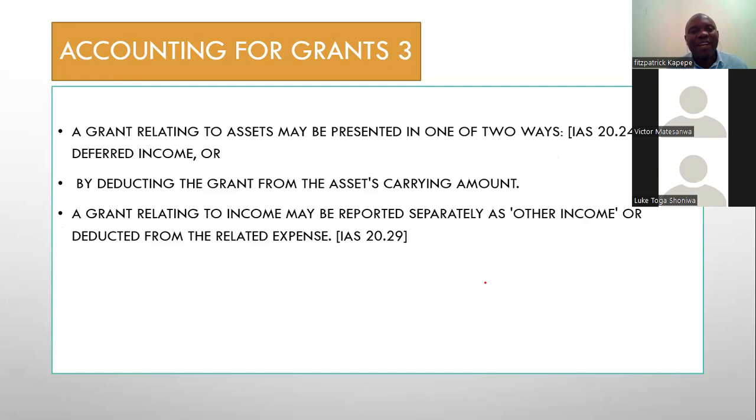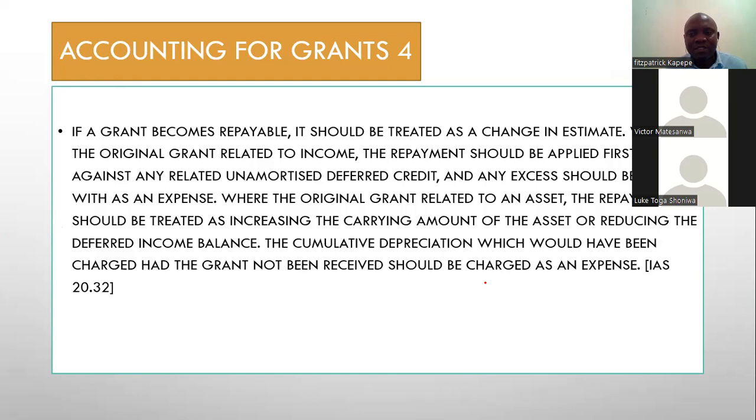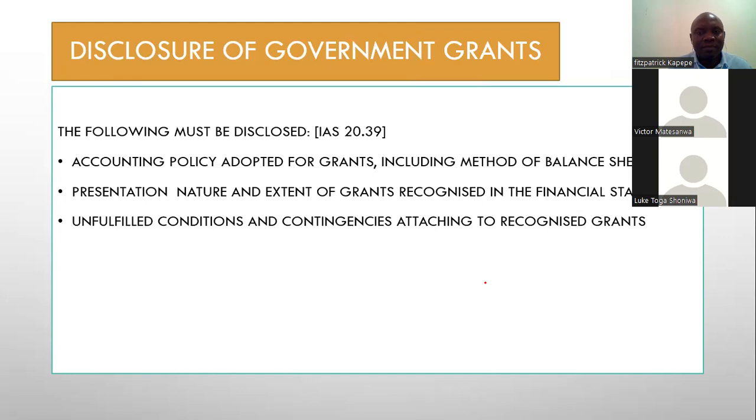So a grant relating to assets may be presented in one of two ways, as deferred income, which I've already shown you, or by deducting the grant from the asset's carrying amount. I'd rather use the deferred income route. So there are other conditions, the theories that you can use for your write-up, and there, one and the same thing. Disclosure of government grants. I've already shown you what to do here.